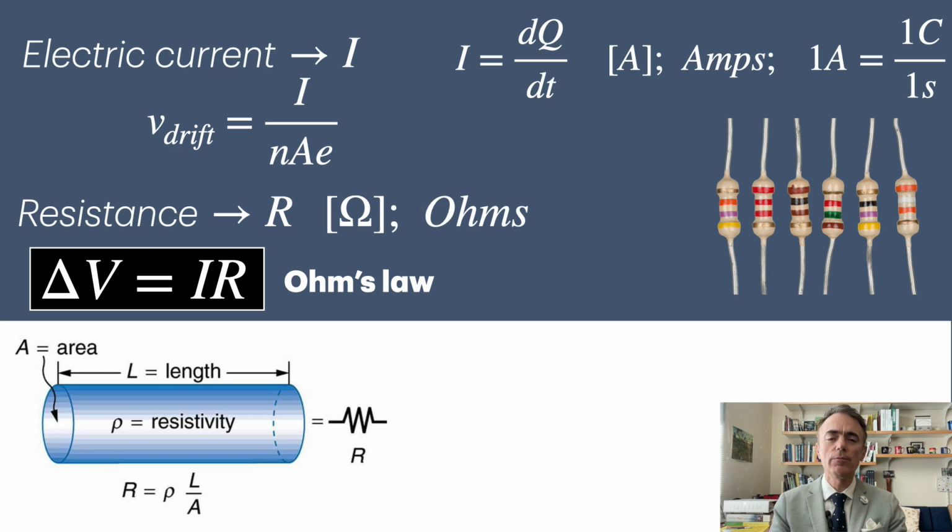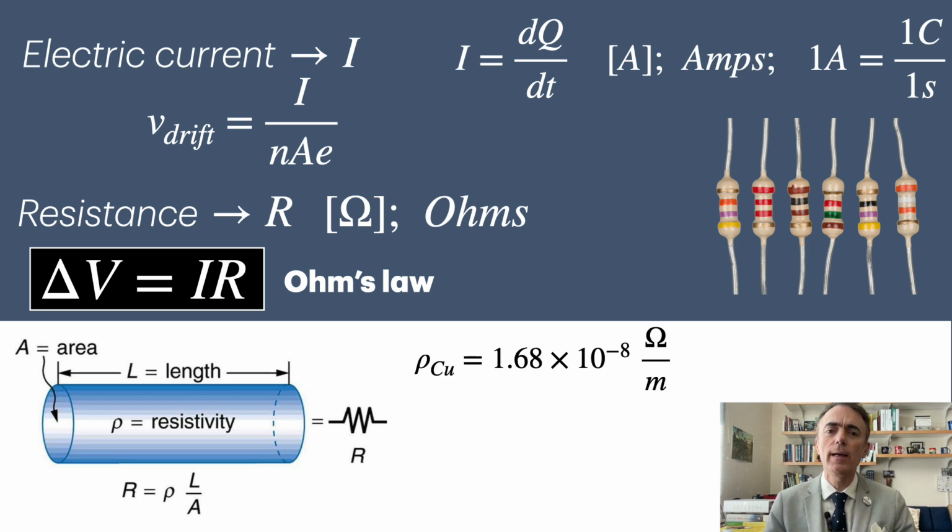Several factors influence resistance, including material properties, dimensions, and temperature. For instance, copper has a low resistivity, about 1.68 times 10 to the negative 8, compared to nickel, which is 6.99 times 10 to the negative 8 ohm-meters.